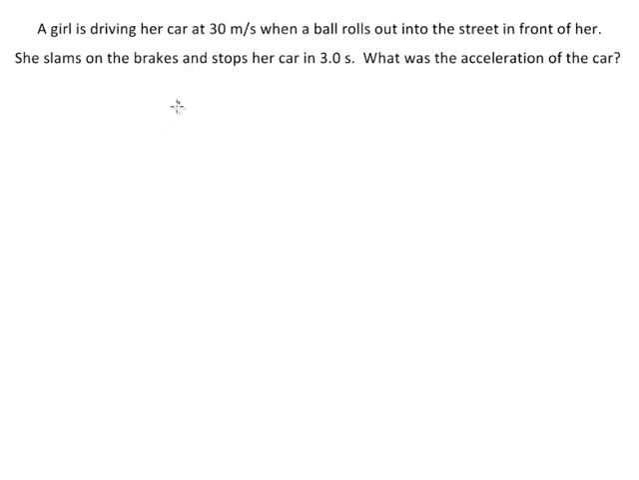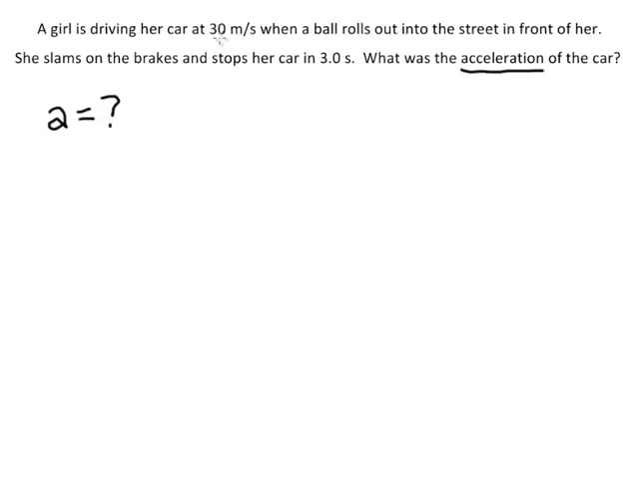Let's do another example. A girl's driving her car at 30 meters per second when a ball rolls out into the street in front of her. She slams on the brakes and stops her car in 3 seconds. What was the acceleration of the car? What we're looking for here is the acceleration of the car. That's the variable little a. That's what we don't know.